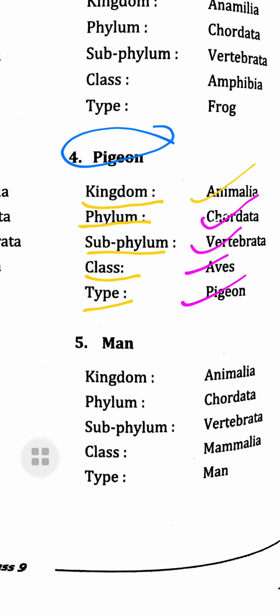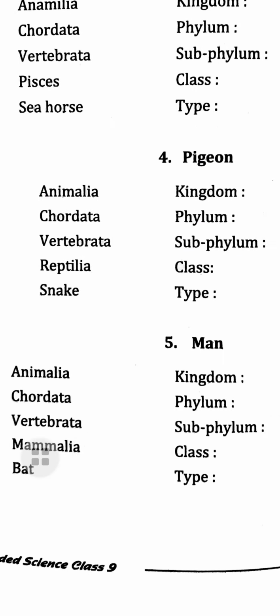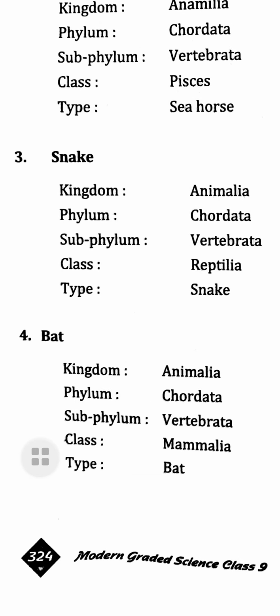So what is the main characteristic of pigeon or Aves? They have pneumatic bones, hollow bones. P-N-E-U-M-A-T-I-C, pneumatic bones. Or students, you can say their body is covered with feathers. Now students, it's time to classify the bat. So in the bat's classification, there is as usual kingdom, phylum, subphylum, class, and type.